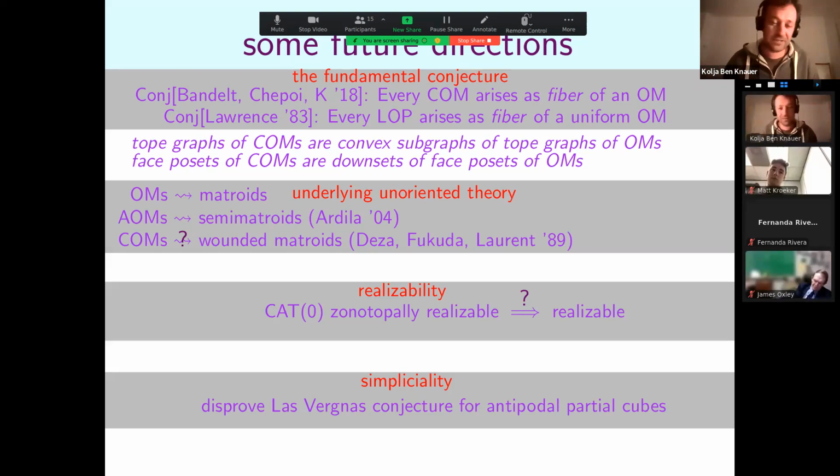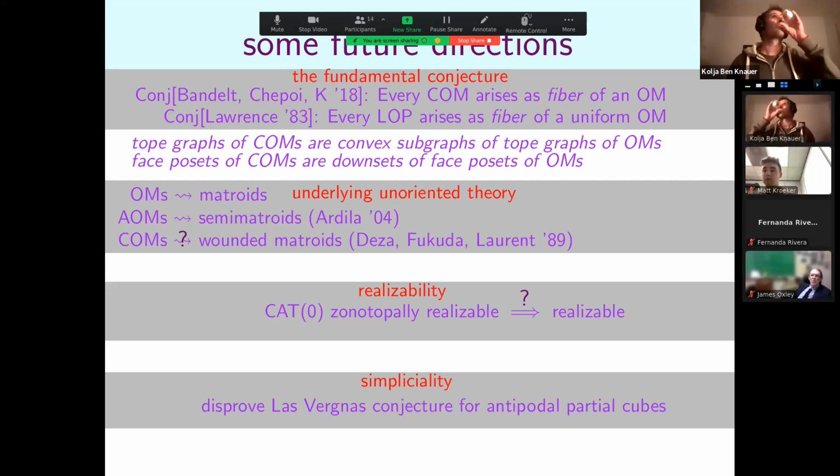This is one thing. Second thing is an underlying unoriented theory, and maybe this is interesting for matroid persons. For every oriented matroid, you can associate the underlying ordinary or unoriented matroid, and for our affine oriented matroids, something similar can be done. This is called semimatroid. And for COMs, we don't know what the corresponding object should be. And maybe some objects were studied which are called wounded matroids.